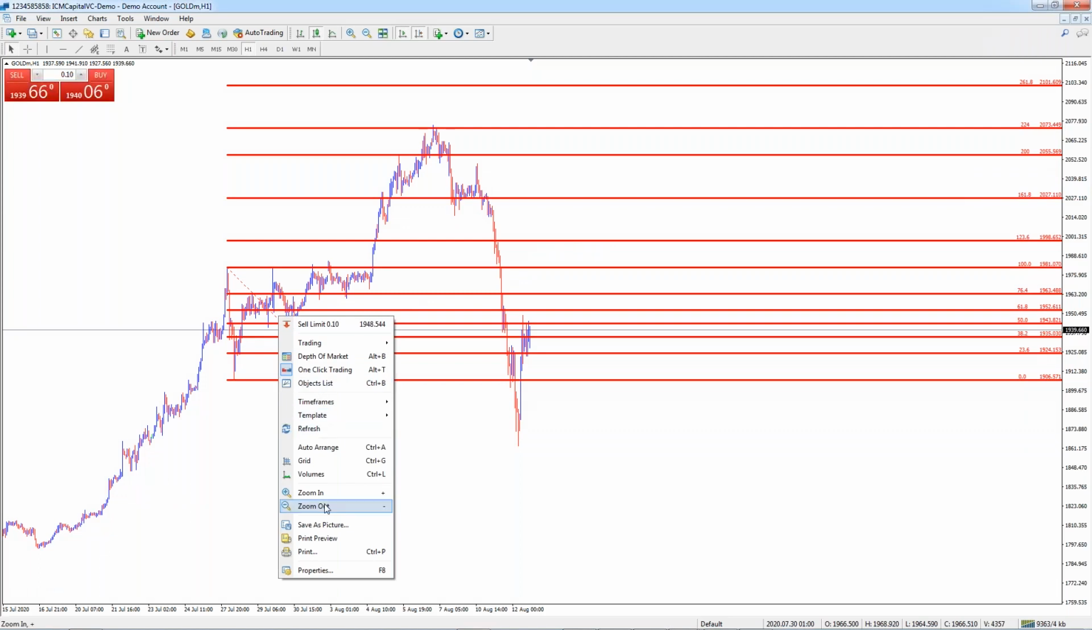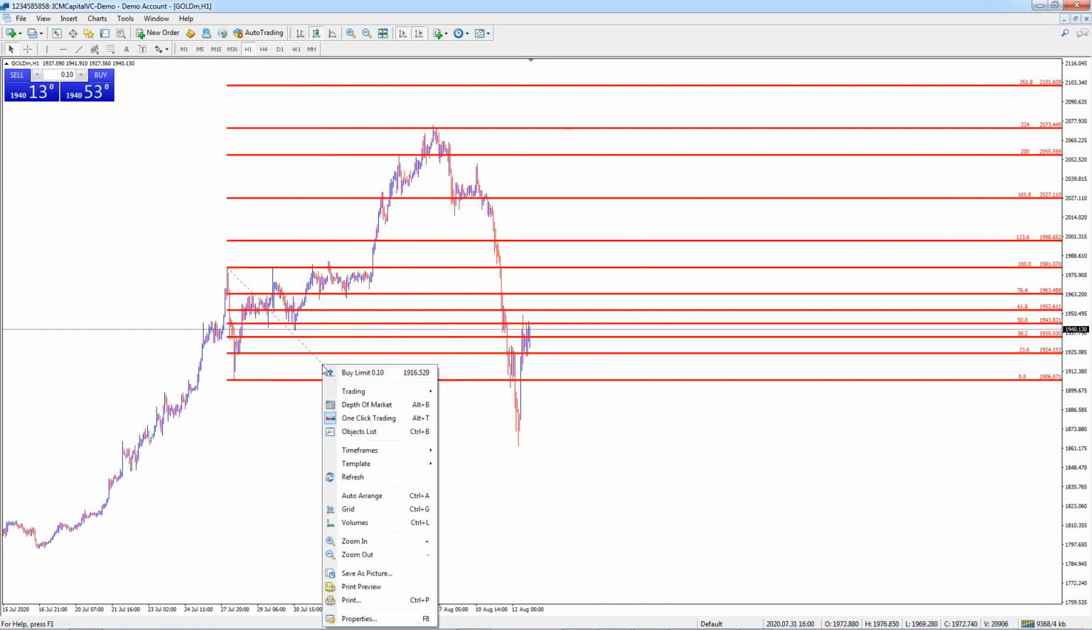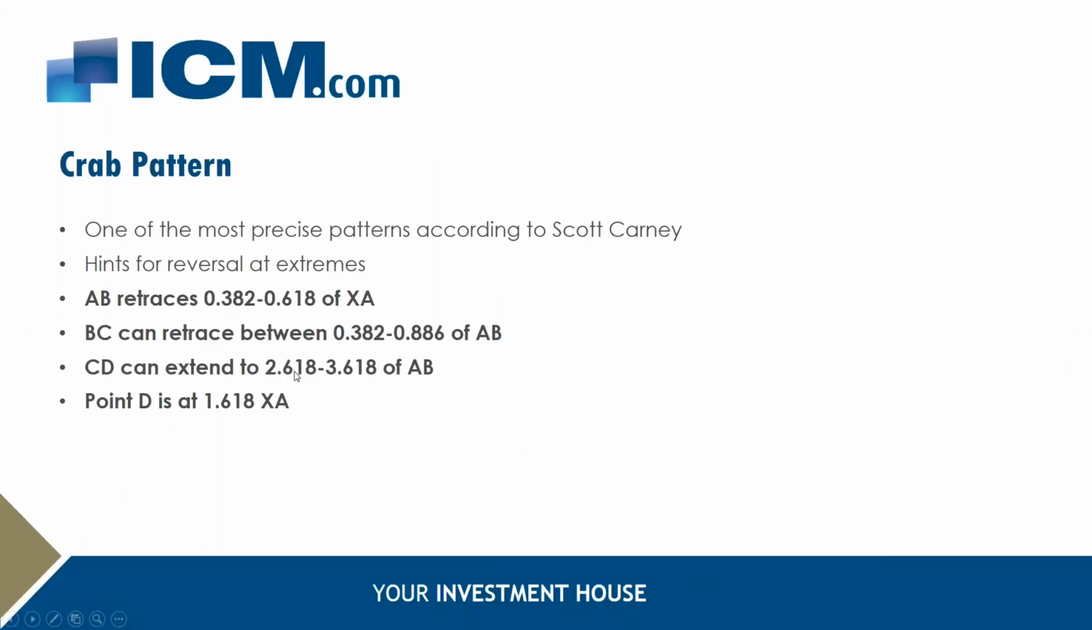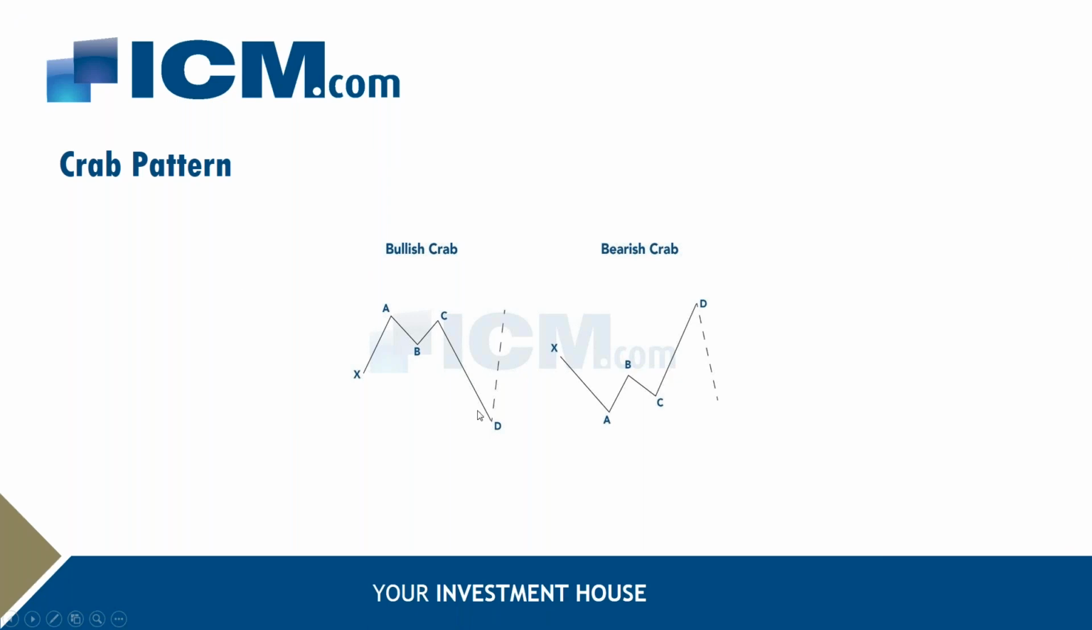So we said that we also have a certain 5-point move. It is called the crab, and in the crab, point D is extended too much from X, and it has certain extensions as I mentioned and as I showed. It can reach up to 2.618 or 3.618 of B, and you can see here that D is so extended from X and so far away from the topping formation that was made.